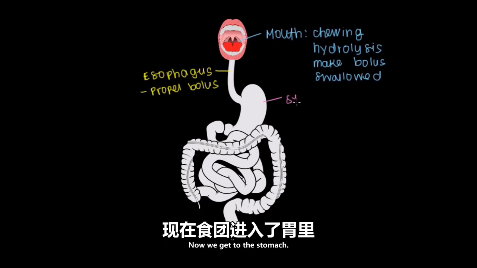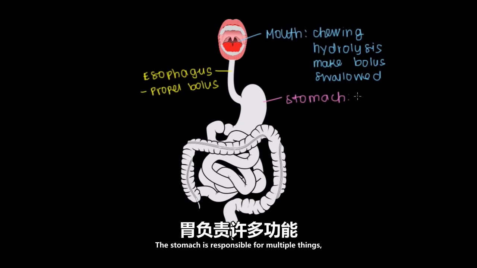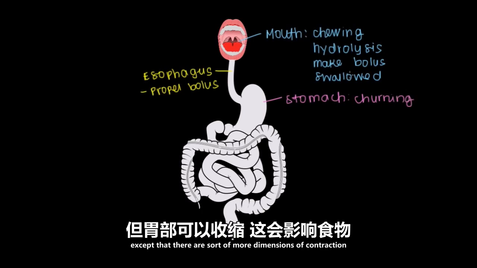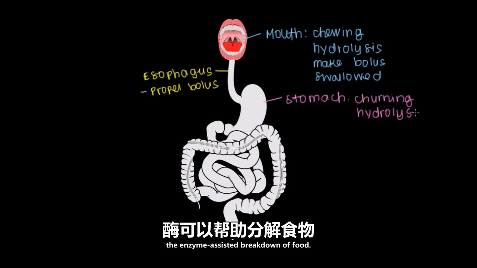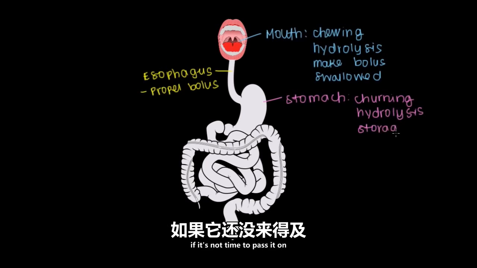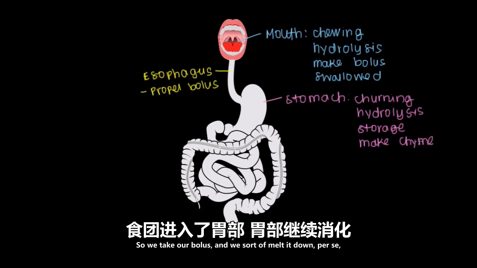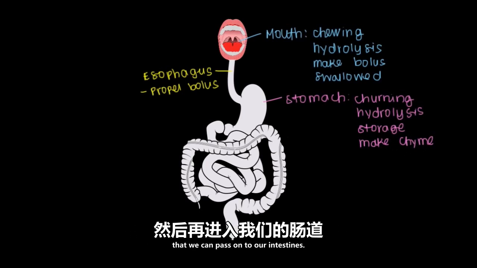Now we get to the stomach. A lot of action going on in the stomach. One of my favorite parts of the GI tract. The stomach is responsible for multiple things, including churning, which is a lot like chewing, except that there are more dimensions of contraction affecting the food and breaking it down. We also have hydrolysis going on here, the enzyme-assisted breakdown of food. In addition to that, you can store food in your stomach if it's not time to pass it on to the next component of your GI tract. And the overall goal here is to make what's called chyme. So we take our bolus and we melt it down, per se, into this more fluid type of substance that we can pass on to our intestines.